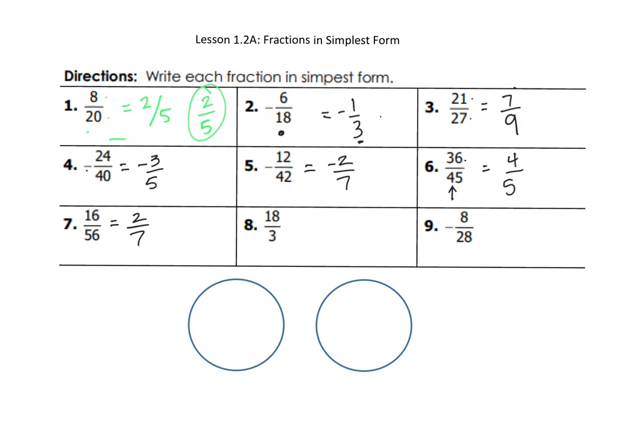What about this one? 18 over 3. Notice our top number, our numerator, is a lot bigger than our denominator. Sometimes we don't get a fraction at all once we simplify this. This is 18 over 3, which is 18 divided by 3, which is equal to 6. And last but not least, number 9, we have negative 8 over 28 total. So this simplifies to negative 2 over 7.